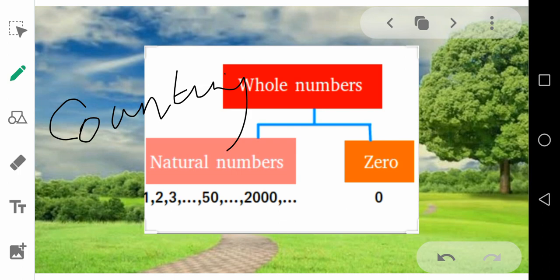Okay. Natural numbers and 0 together will form whole numbers. That means whole numbers will be 0, 1, 2, 3, 4, etc. So natural numbers, or counting numbers, are 1, 2, 3, 4, etc. And whole numbers are 0, 1, 2, 3, 4, etc.